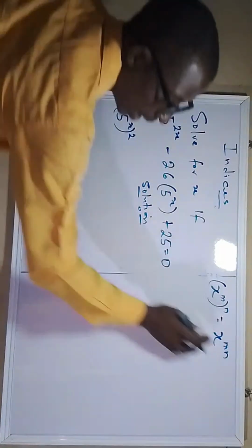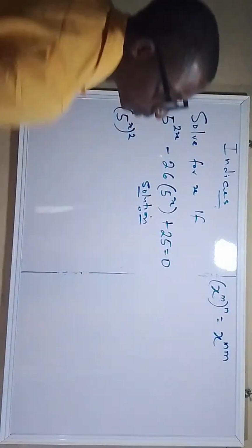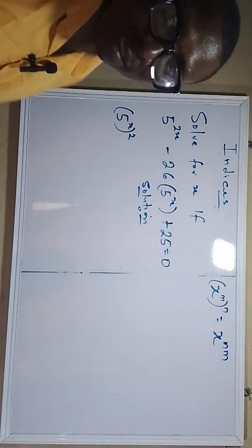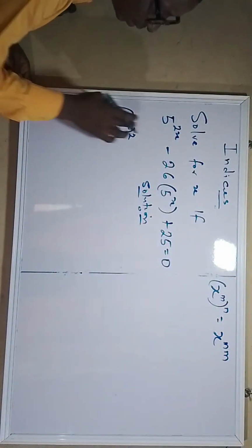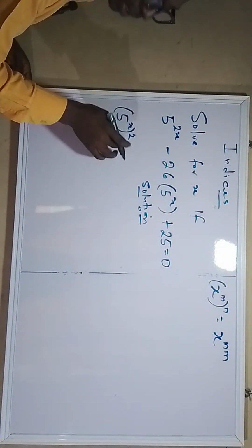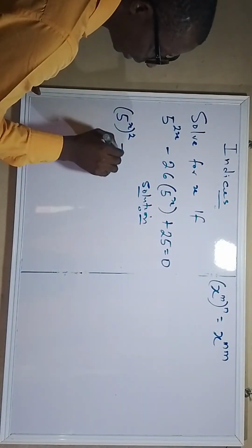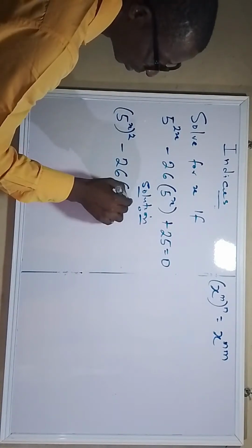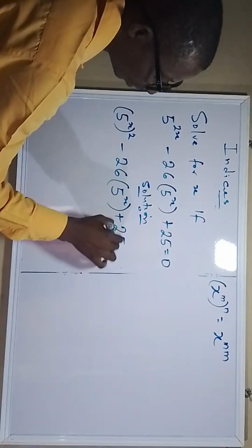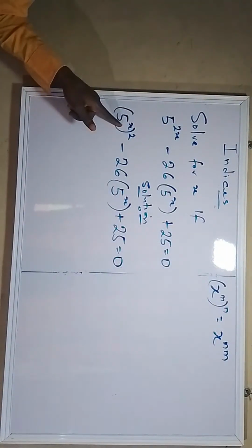Right? And mn is the same thing as nm. Multiplication is commutative. If I say 2 times 3, it's the same thing as 3 times 2. So I can move this one outside and bring this one inside. So this equals minus 26 times 5 raised to the power of x plus 25 equals 0. Can you see that? This is the only thing that is changing. This is changing to this.